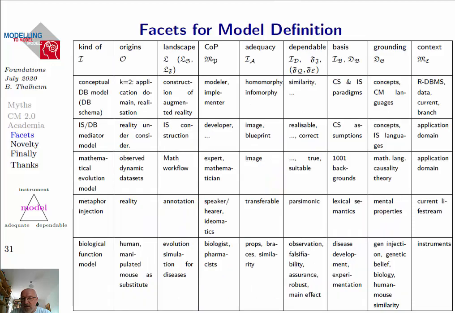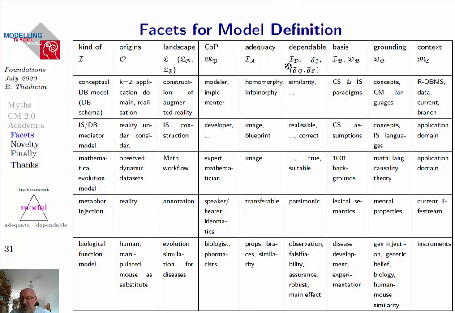That means in this case you can say, okay, then we have a number of facets of models. We claimed already that we can stereotype the model specification. We have a kind of model, we have origins, we have a landscape, we have a community of practice, we have the adequacy and dependability. The dependability especially can also come from our frame that we are using, That means in this case we can use some kind of instrument frame and some kind of quality and evaluation frames we can use here. And additionally we have maybe some additional dependability properties we can add for the instrument.